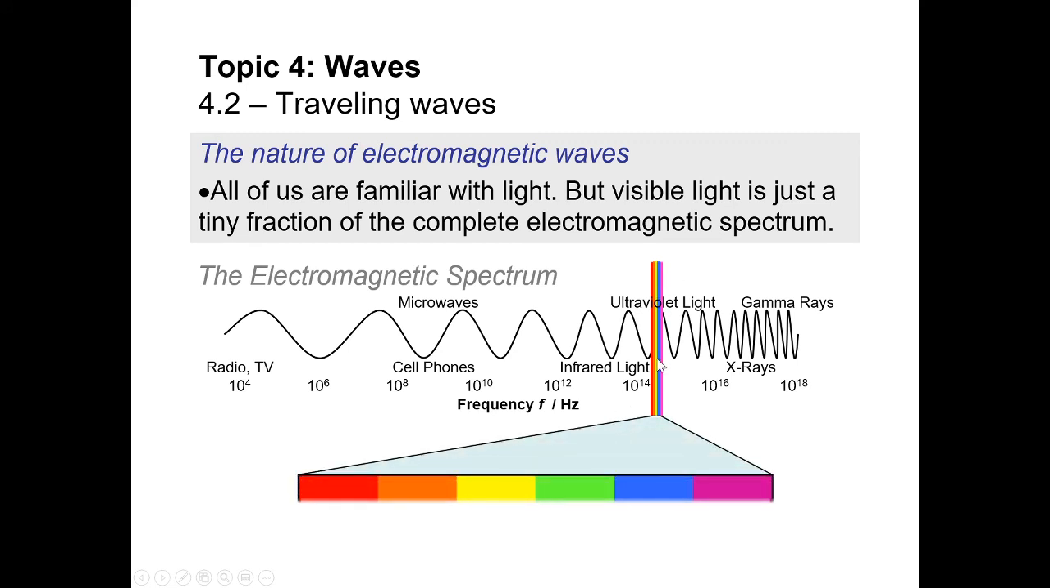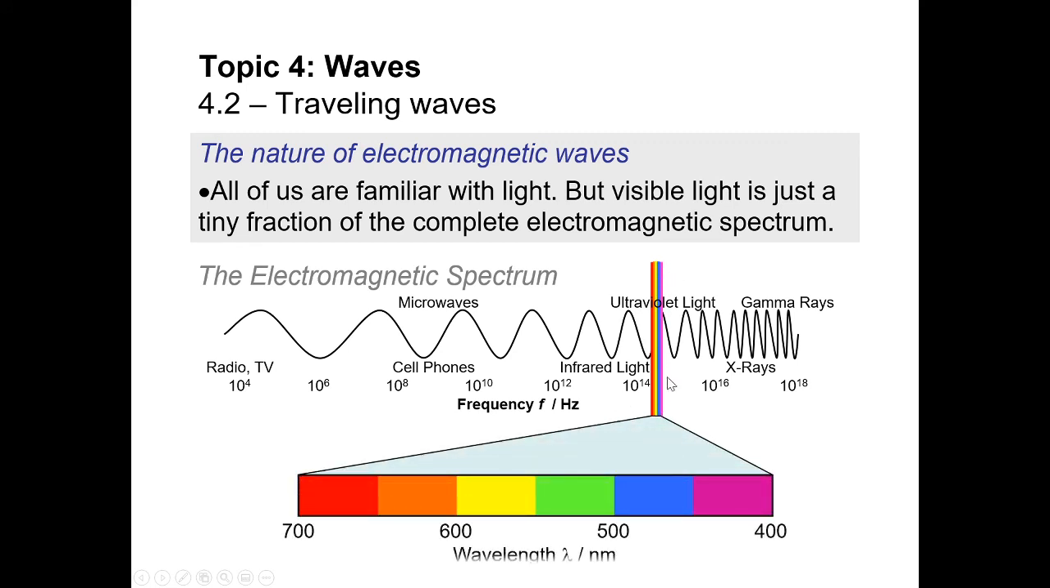Now, here's that visible spectrum, that narrow part of the entire electromagnetic spectrum that we can see. When we look at it really closely, we can see that it has light from red all the way to violet. The red light has a very big wavelength. The violet light has the smallest wavelength. And so that tells us that violet bluish light has more energy than red light.